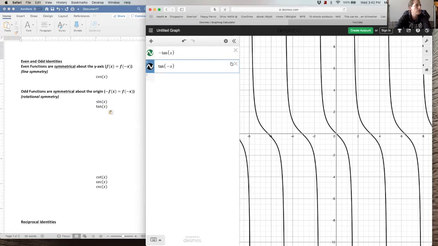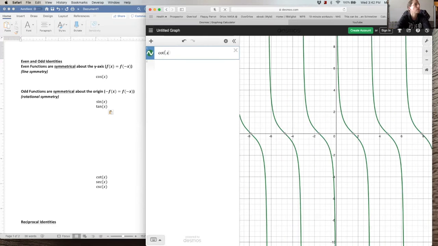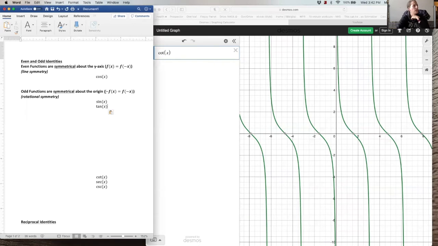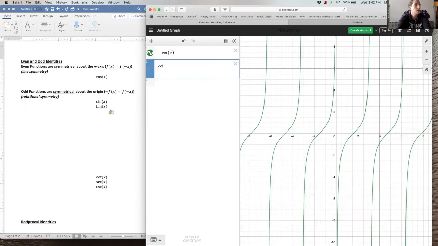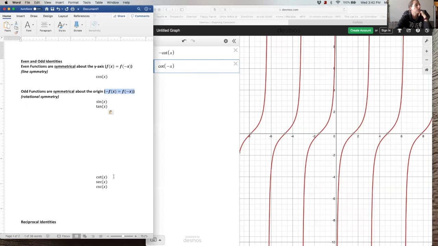Now let's look at cotangent. Looking at cotangent, what do we think? It's pretty clear that cotangent does not have y-axis symmetry. If I were to fold those in half, they would not match up. So let's look for origin symmetry. I think it's harder to picture origin symmetry, so let's check it using our little cheat here. If this has origin symmetry, the negative cotangent has to equal cotangent of negative x. And look, those two do certainly match up. So cotangent is also odd.